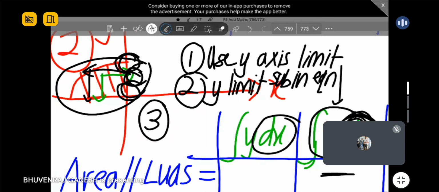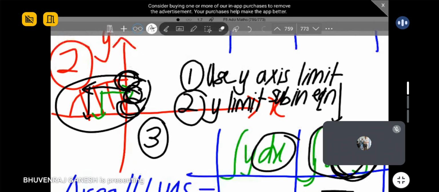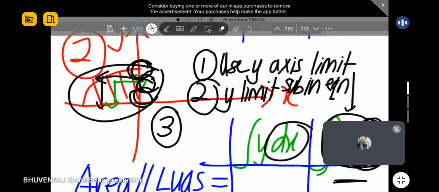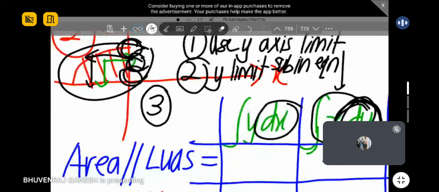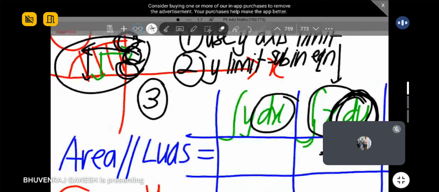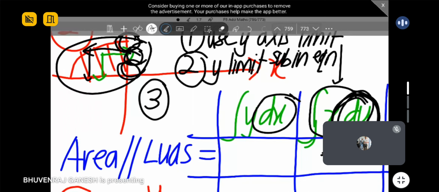Okay, but area generally, semua luas adalah positif. Tak kira mana kawasan berlorek. Because your area must be positive. Area is a scalar quantity. Okay, quantity scalar, so no need negative sign. It's just positive only. All right. So now guys, if you understand this one, can you all tell me for y dx, will you get positive or negative? What is your answer?